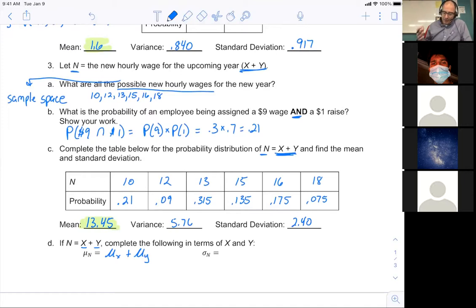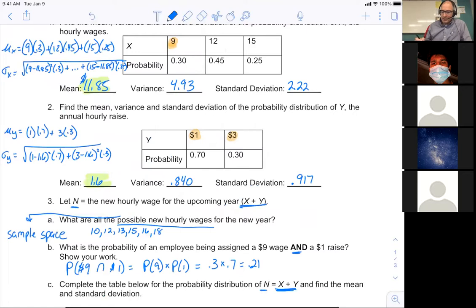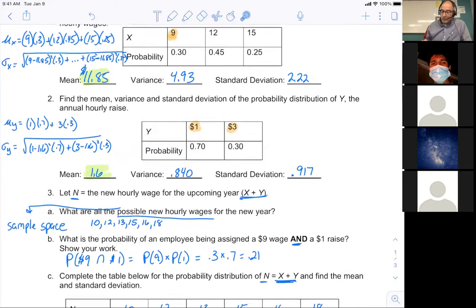Now, here comes the harder part, the odder part. If I come over here and try to add standard deviations together, if I add 2.22 together with 0.917, so if I'm adding these two together, here's 2.22, the standard deviation, 0.917, the standard deviation, that is going to give me what, 3.13?